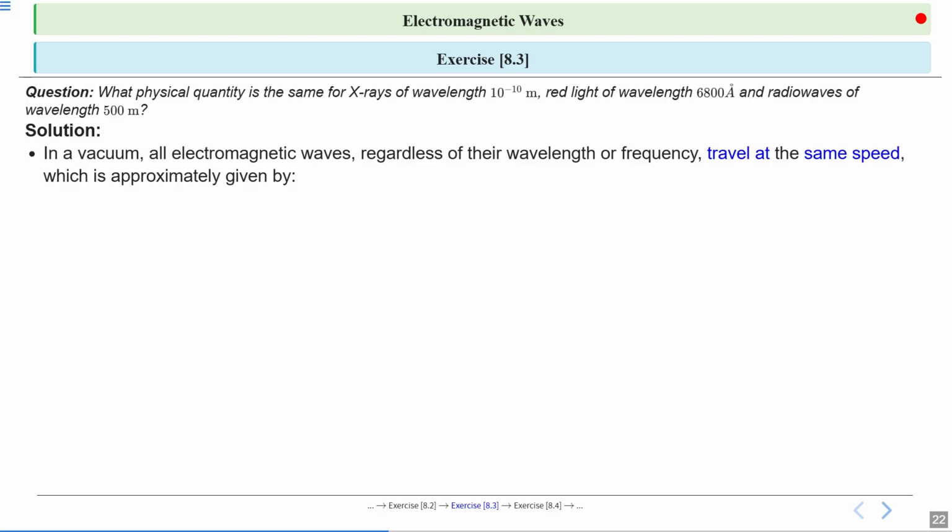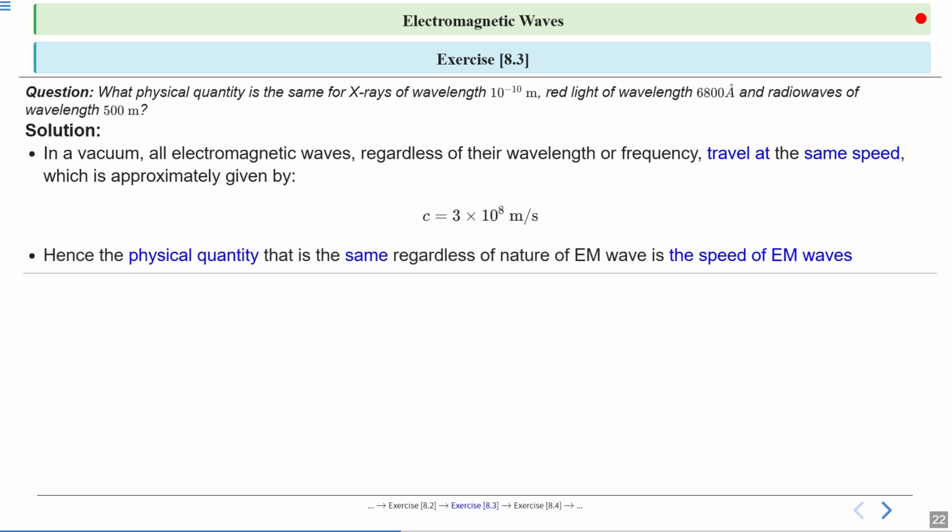So let's see the solution. In a vacuum, all electromagnetic waves. So we have discussed that speed of electromagnetic wave is same for all the electromagnetic waves. Their frequency and wavelength are different, but the product of frequency and wavelength is same, which is equal to speed of light. So in vacuum, all electromagnetic waves, regardless of their wavelength or frequency, travel at the same speed, which is approximately given by c equal to 3 into 10 raised to power 8 meter per second. Okay, so all electromagnetic waves in vacuum have same speed.